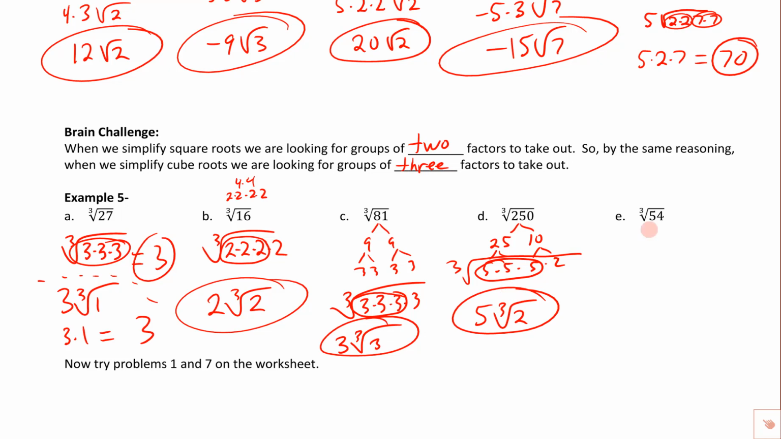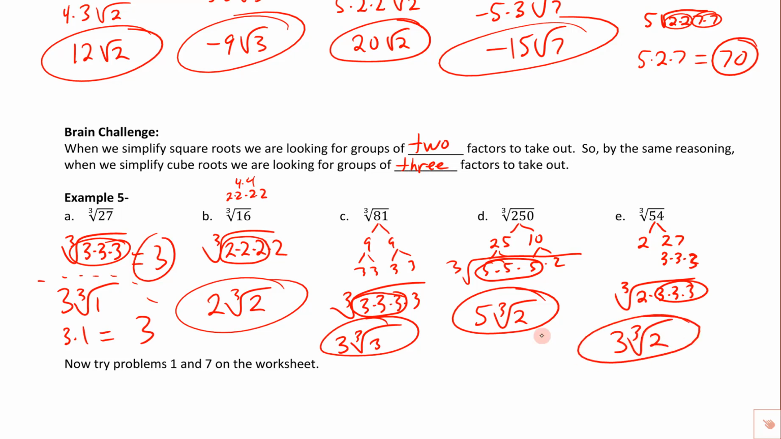And then this last one. Again, it's an even number. If you want to break it up a different way, that would be fine. But I'm going to break this into 2 times 27, which again, we did 27 a minute ago. It's 3 3's multiplied together. So this would be the cube root of 2 times 3 times 3 times 3. Group of 3 3's. So that's a 3 on the outside, and the cube root of 2 stuck underneath there.